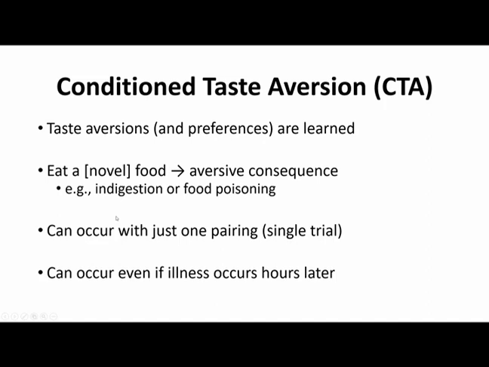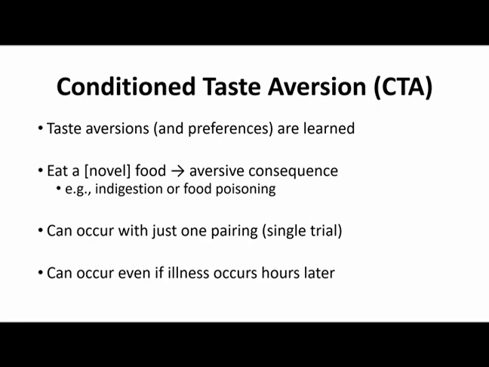Next, we're going to talk about conditioned taste aversion, sometimes shortened to CTA. Our taste aversions and even our preferences are usually learned. There are some innate preferences for different foods. For example, young children tend to really like sweet things, even from a very young age. But a lot of our likes and dislikes for food come from learning and experience. We're going to focus on the special case that is conditioned taste aversion.